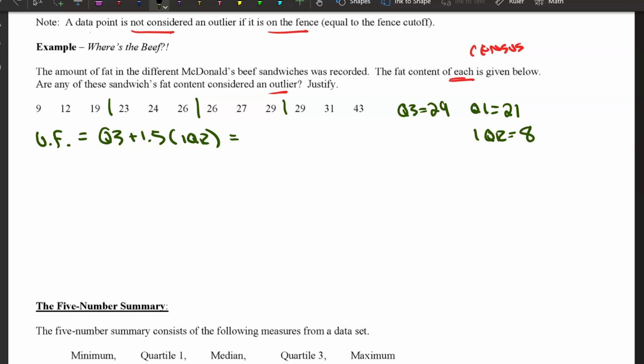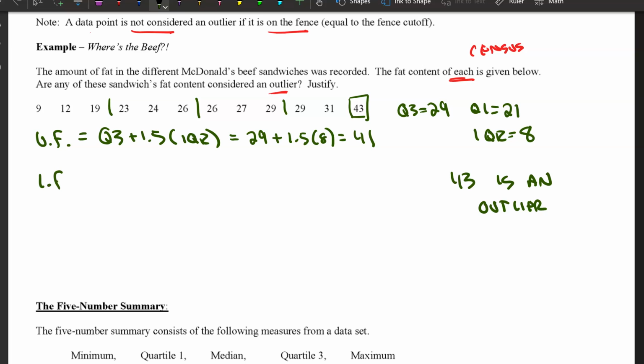This is 29 plus 1.5 times 8. 1.5 times 8 is 12. 12 plus 29 is 41. So there's the upper fence. That means this point here is bigger than that upper fence. So 43 is an outlier.